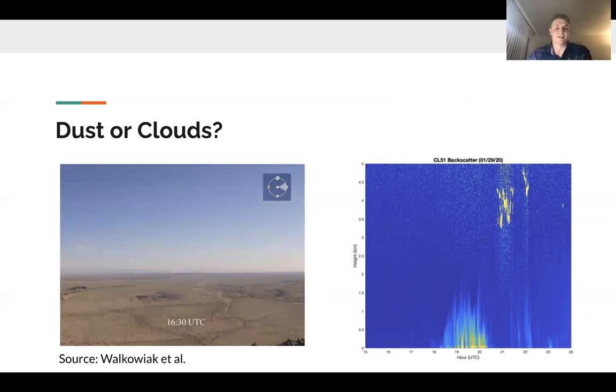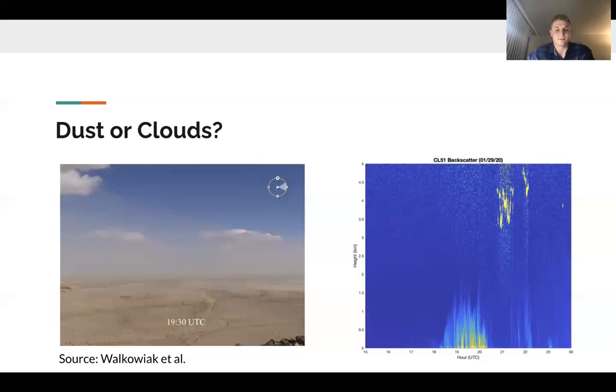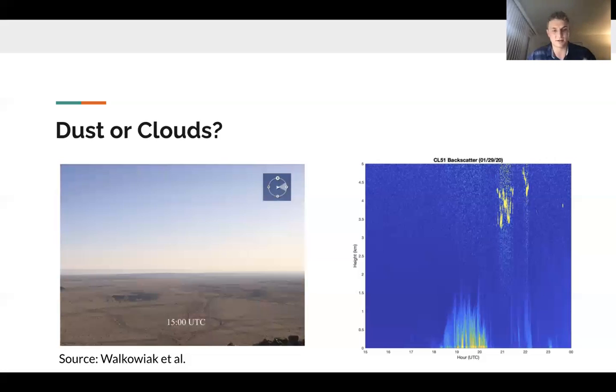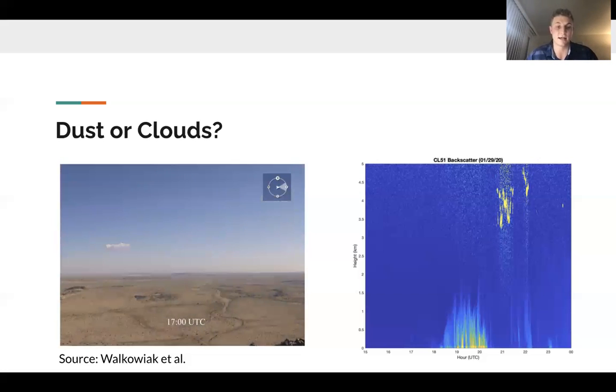This bottom left image is a GIF of a round track camera. This camera is looking directly east towards our field site. As you can see, on this one day in particular, it's about to start. This is the morning, 1500 UTC, which is around 9 a.m.